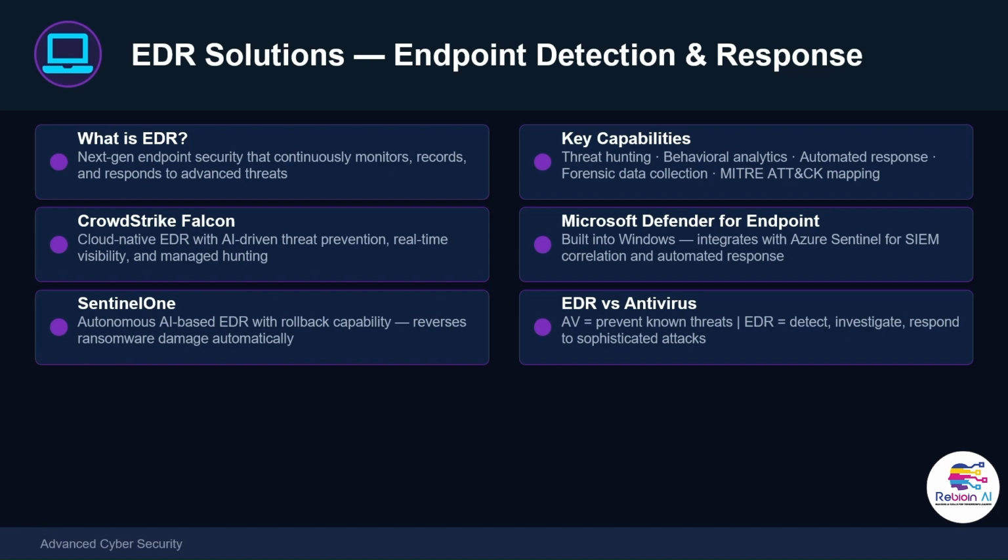EDR continuously records everything that happens on an endpoint. Every process started, every file created, every network connection made, every registry key changed. This telemetry is sent to a central platform where AI and human analysts look for patterns. When an alert fires, a security analyst can go back in time and trace the full attack chain.